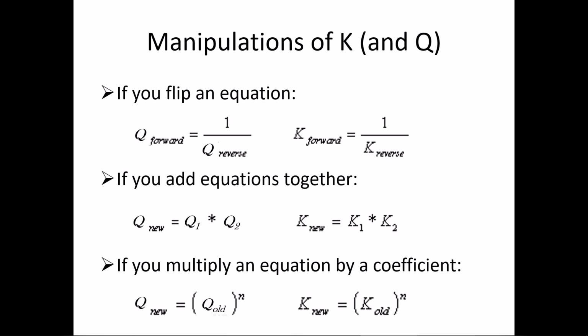If I add two equations together to get a third equation, very much like we did with our mechanistic steps, I can calculate the K equilibrium of the new reaction based on adding the two reactions together by multiplying the K values together. Or if I need to multiply an equation by a coefficient, for example, if I need to double everything, then I know I can calculate the new K value by using that new factor. If I was doubling everything, my factor would be 2 as the exponent.